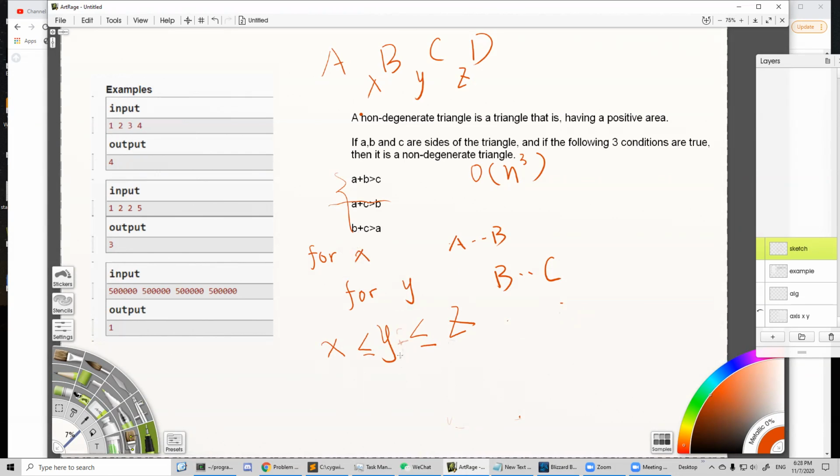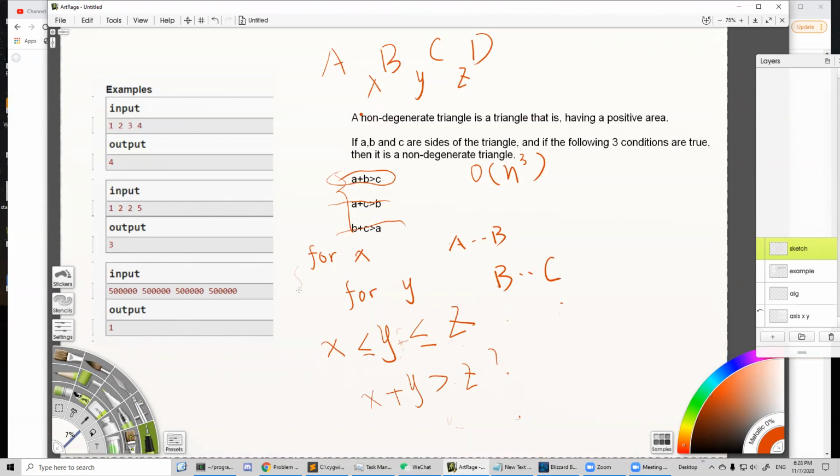And Y plus Z is bigger than X, obviously, right? Because Z alone is bigger than X. So we don't need to consider this condition anymore. All we need to consider is this condition. So how do we make sure that X plus Y is bigger than Z, right?